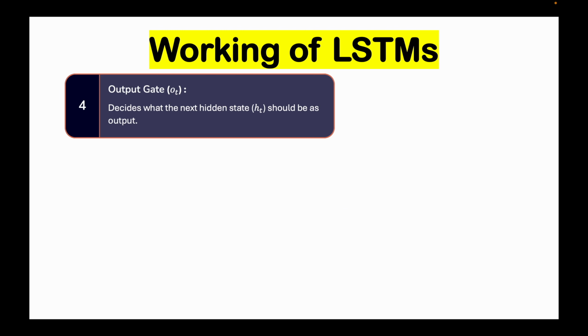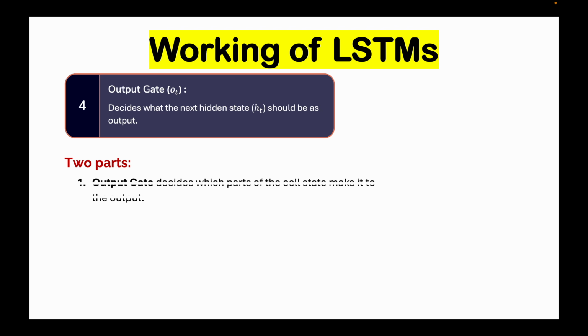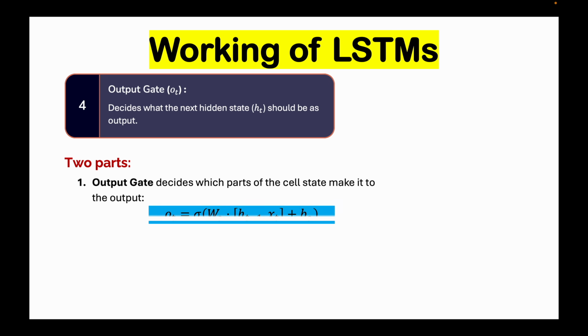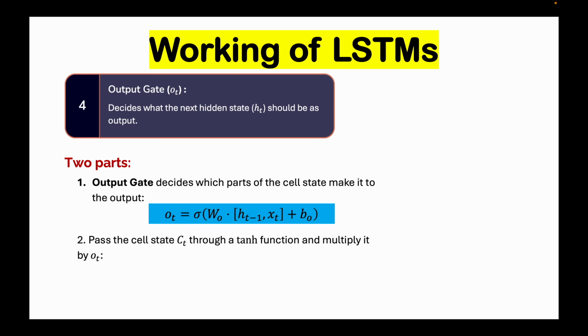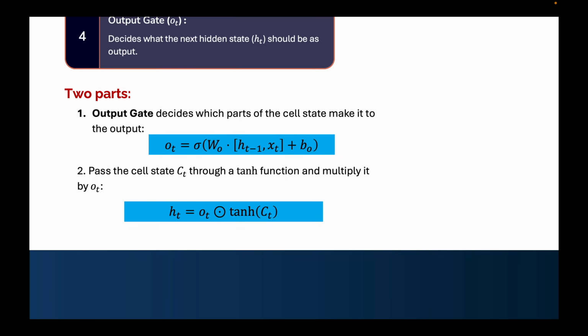Step 4 is the output gate and the hidden state. The output gate decides what information should be sent to the next hidden state. We calculate the hidden state ht, which serves as the output for this step and passes to the next cell. First, the output gate decides which part of the cell state makes it to the output by this equation. Then, we pass the cell state ct through the tanh function to push values between -1 and 1, and multiply it by ot given by this equation. So this is the basic workflow of the LSTM.